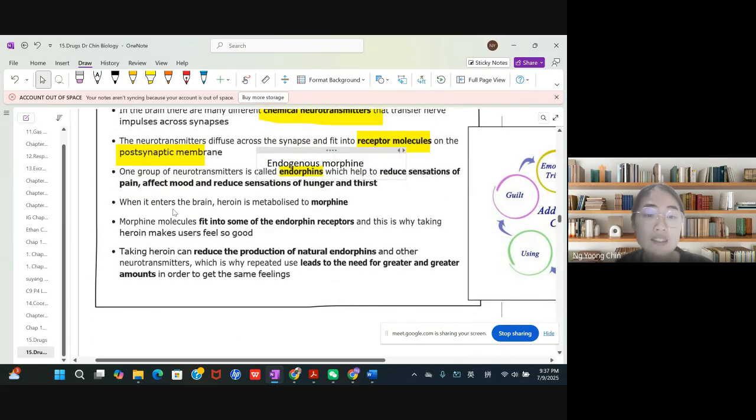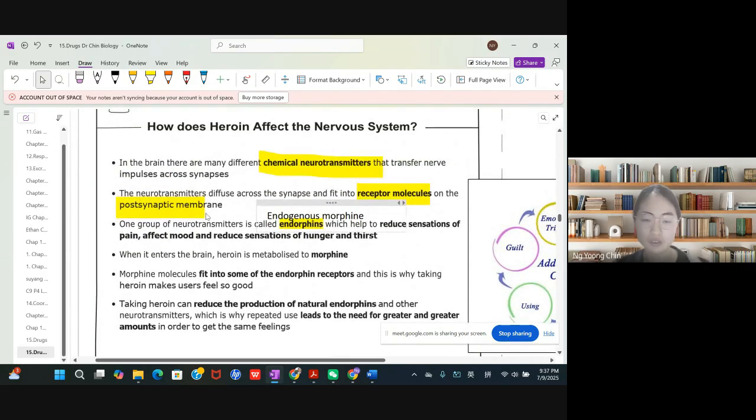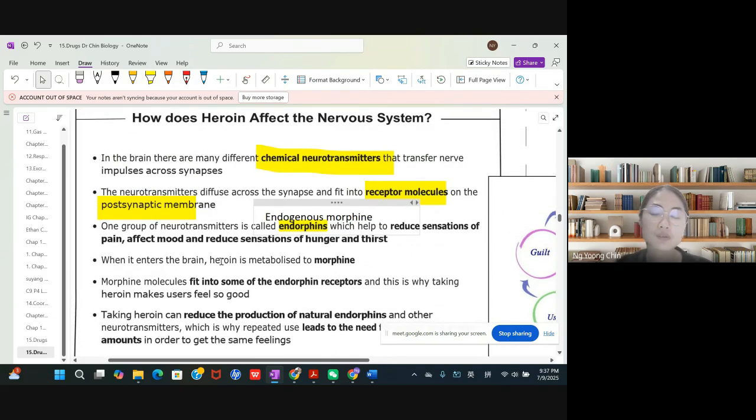So when it enters the brain, heroin is metabolized and becomes morphine. So you can just imagine that if someone is taking the heroin drug, this heroin will enter the brain. It goes through the bloodstream, and then it passes through what we call the blood-brain barrier. And then it gets into the brain. So heroin will become morphine.